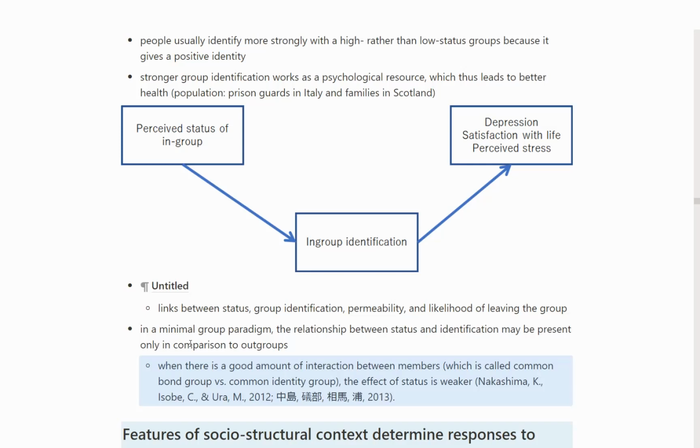And in such a study, when there is a good amount of interaction between members, that would be called a common bond group, compared to a common identity group. So when there is a good amount of interaction, the effect of status is weaker. People can develop group identification through interacting with other members. Okay. So status is not the only source of stronger group identification. Even when the status is low, or even if they do not know how high the status of their group is, they can still develop stronger group identification through interacting with the members of the group.